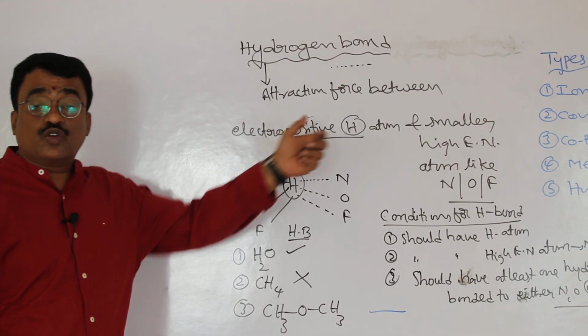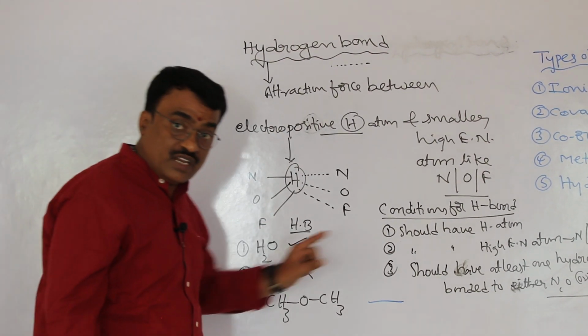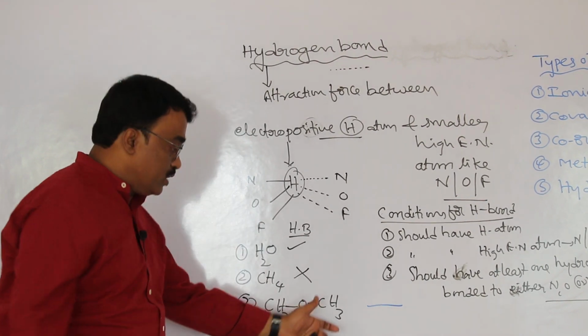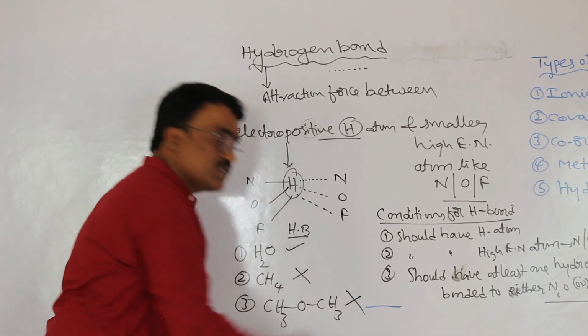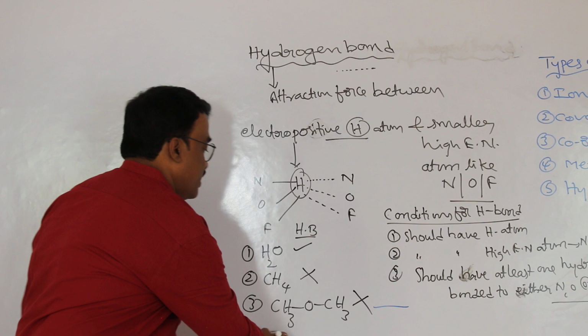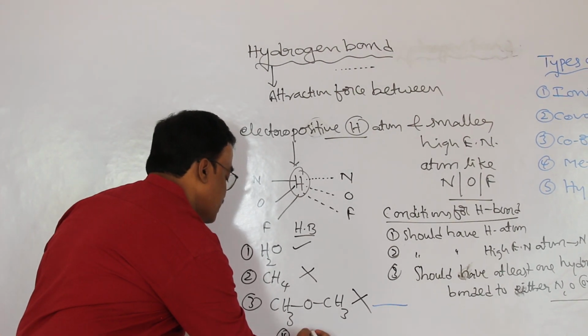When will it be called electropositive hydrogen? When it is bonded with any one of these three. So there is no hydrogen bond in this. Right, let's see another example.